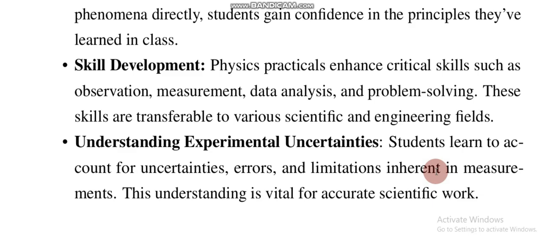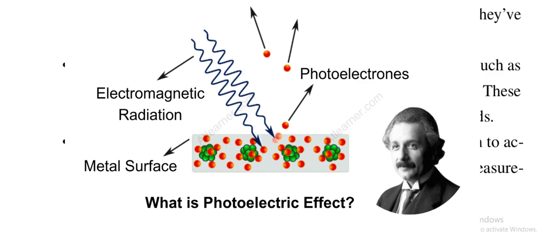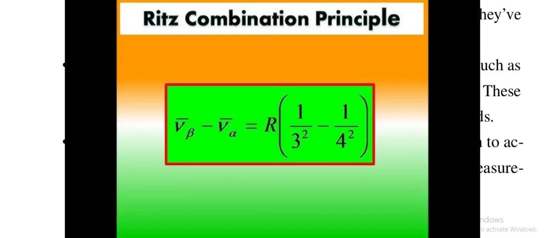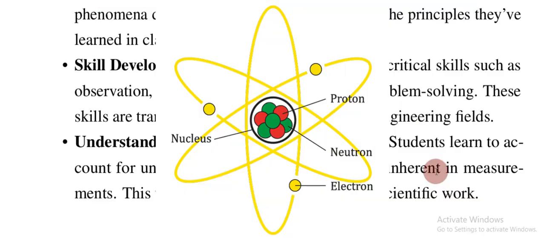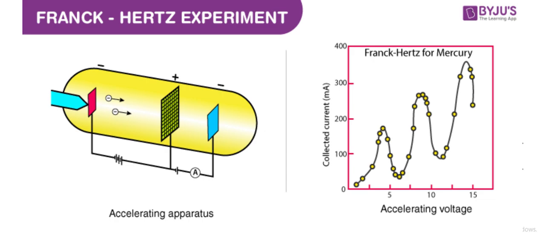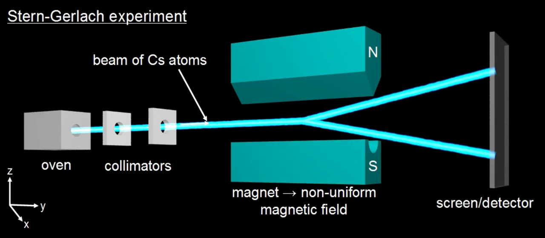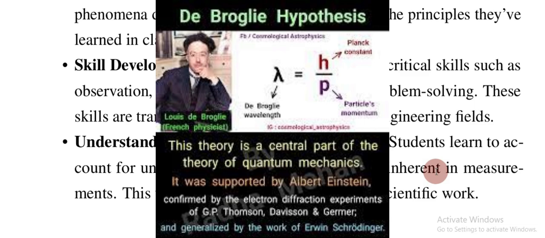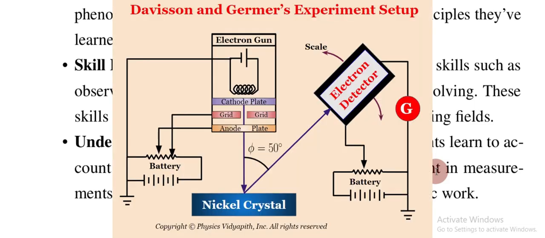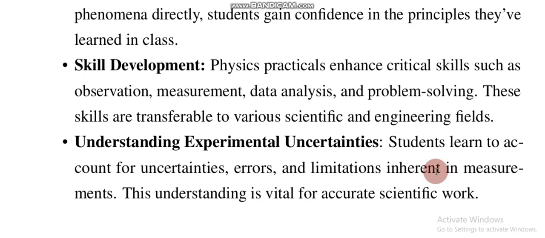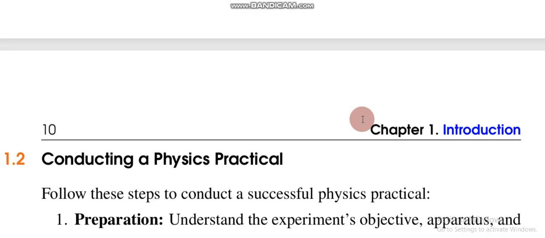A few examples include black body radiation, photoelectric effect, Rydberg's combination principle, stability of atomic structure, Franck-Hertz experiment, Stern-Gerlach experiment, Compton scattering, de Broglie hypothesis, Davisson-Germer experiment, and many more. Recognizing these limitations encourages students to think critically and explore more advanced theories or alternatives to explain them. In the next video, we will speak about conducting a physics practical.